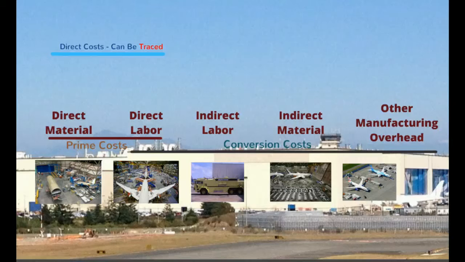But then we have labor, both direct and indirect. We have indirect material. We have other manufacturing overhead. All four of these kinds of costs are involved in converting direct material to product. So these four costs, direct and indirect labor, indirect material, and other manufacturing overhead, are called conversion costs. So we make a distinction between prime costs, the direct material and direct labor that go into the aircraft, and conversion costs, which are the costs involved in converting raw material into a finished aircraft.